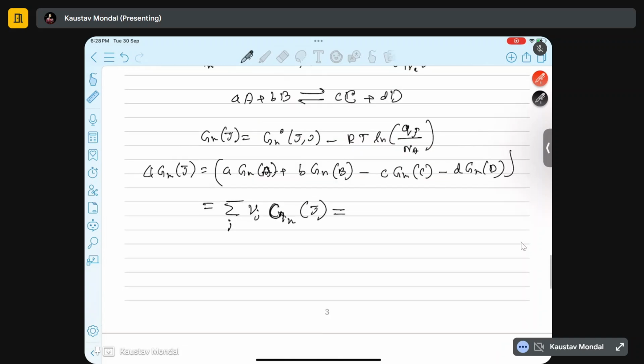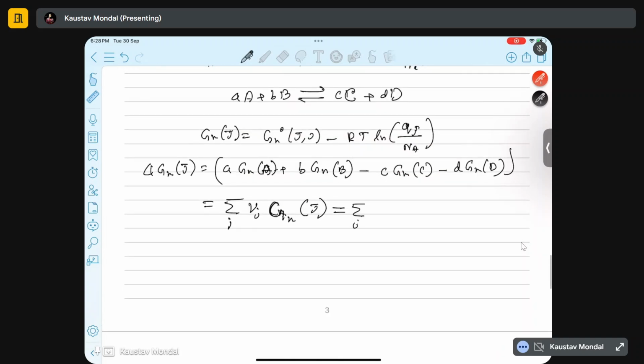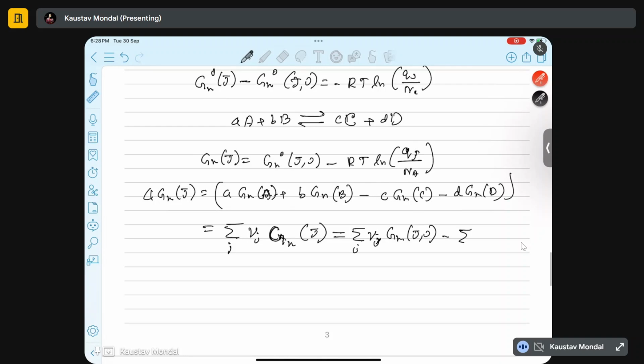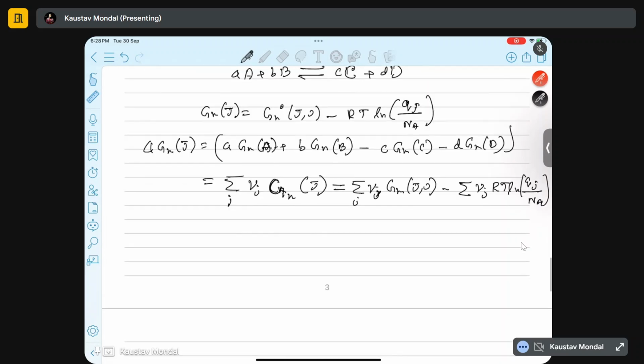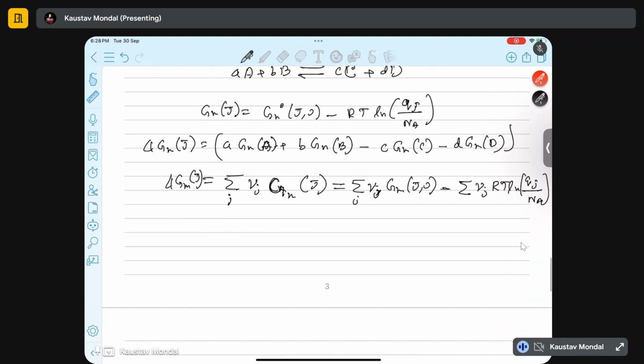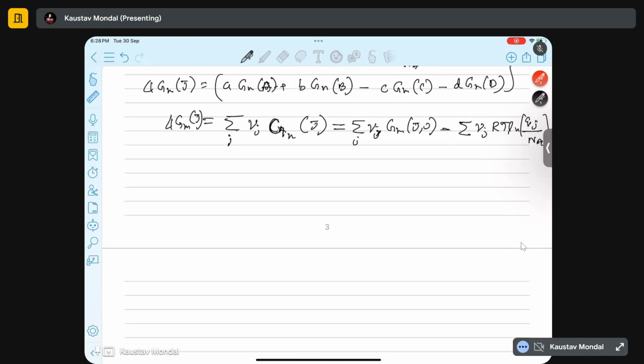Now if you also write the right hand side of the equation like this, it gives you the summation over J of nu J Gm,J at 0 minus the summation over J of nu J RT ln Qj by N. That is the total change of the Gibbs free energy during the reaction, right?